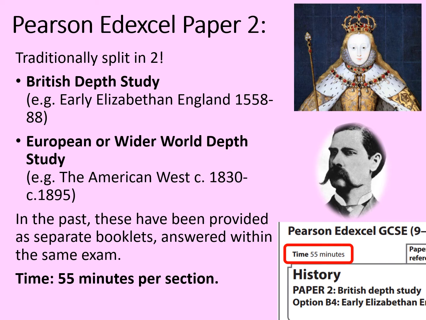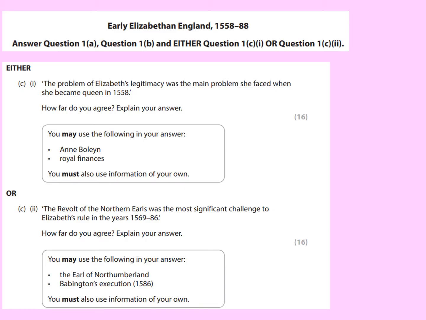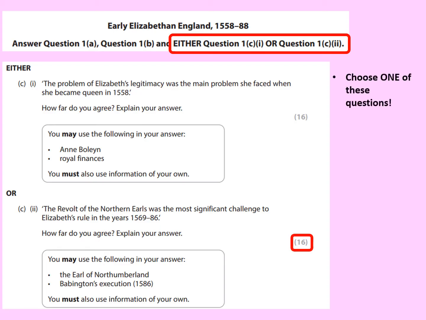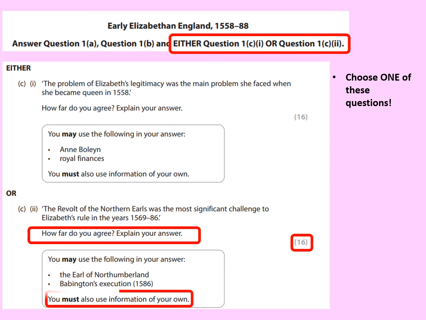Let's have a look at the question. Firstly, note the instructions. You will have a choice of two different questions here, so don't try answering them both. You should answer either question 1c1 or question 1c2. Each is worth 16 marks. So choose your question carefully. It's going to be worth a large amount of the marks for the entire paper. Each question is asking you how far you agree with a particular issue. It also allows you to use particular stimulus points, but bear in mind that you shouldn't just stick to these points. You must also use information of your own in order to achieve full marks.